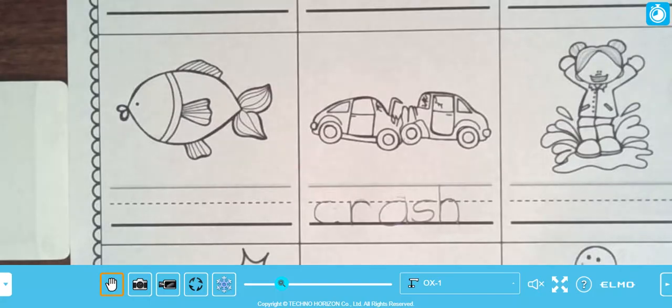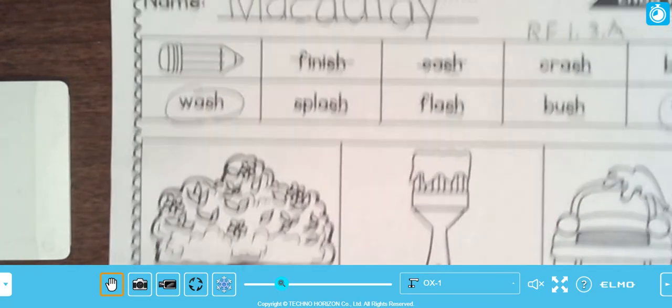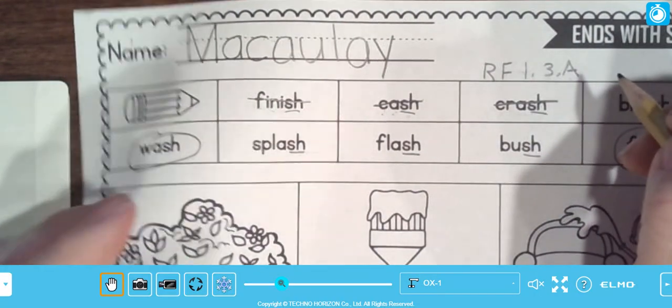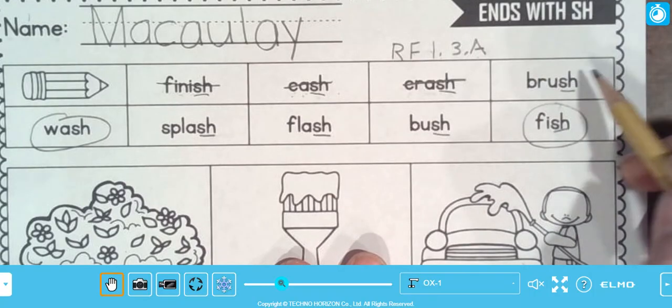Okay. Hopefully you finish writing down the word crash so we can move on to the next word. If you haven't, just pause that video. Okay, so now I'm going to cross out the word crash because we're done with it. And we're going to go on to this next word right here.